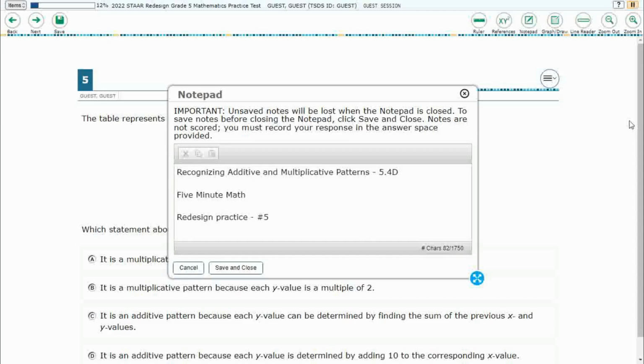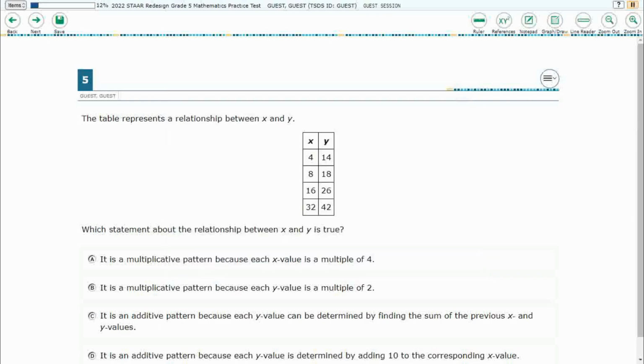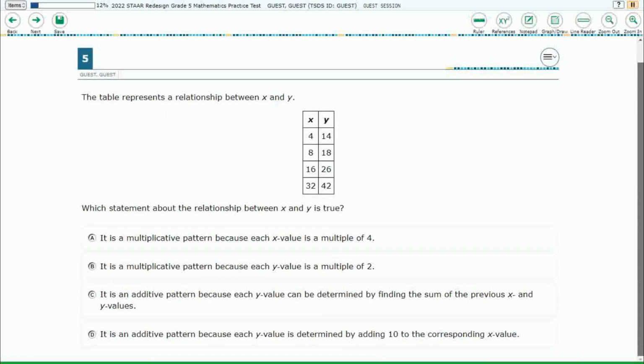Today we are looking at the 5th grade concept of recognizing additive and multiplicative patterns. This is standard 5.4D in the great state of Texas, and we are using item number 5 off the Redesign Practice Online STAAR Test. If you haven't done so already, please go ahead and take a moment to pause the video, work this problem out on your own, unpause it, and we will look at our answers together.